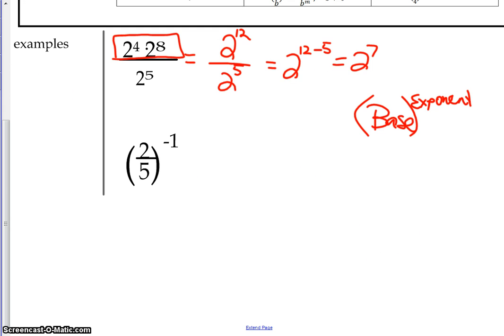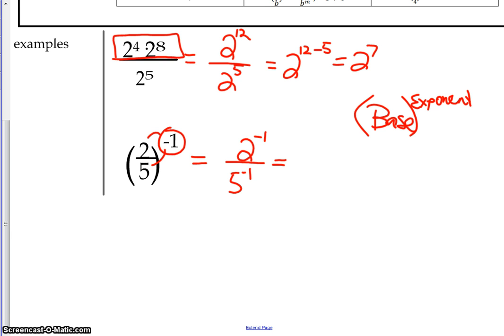When you have parentheses like you do here, you apply the exponent in the parentheses to everything in your base. So it would be like 2 to the negative 1 and 5 to the negative 1. Now we come to the problem of what do we do with a negative exponent. A negative exponent, you actually jump the fraction bar, so it moves from where it is in a fraction to the opposite value. So if it's in the numerator, it goes to the denominator. If it's in the denominator, it goes to the numerator.